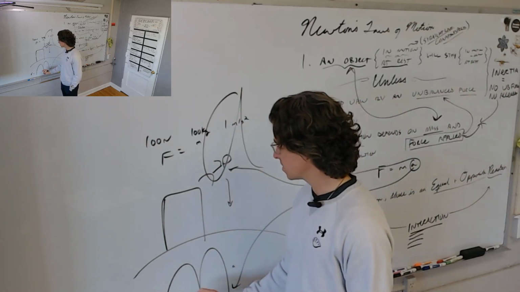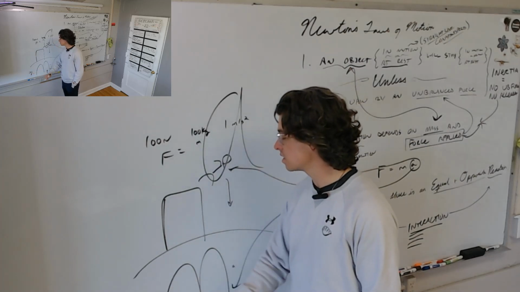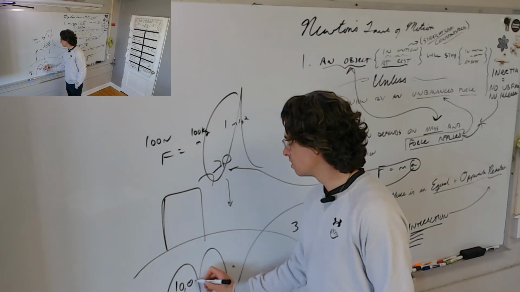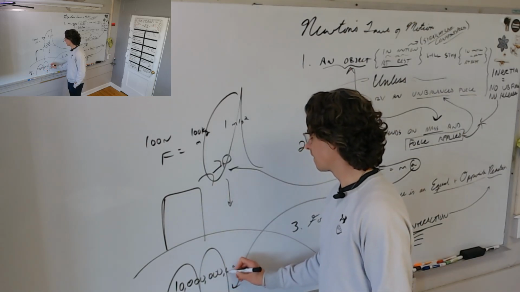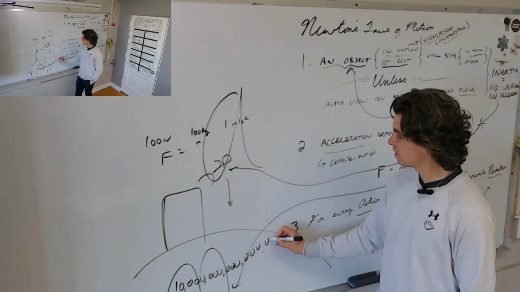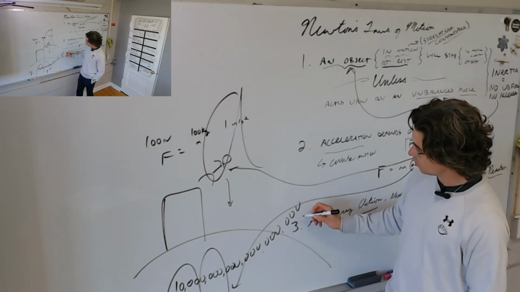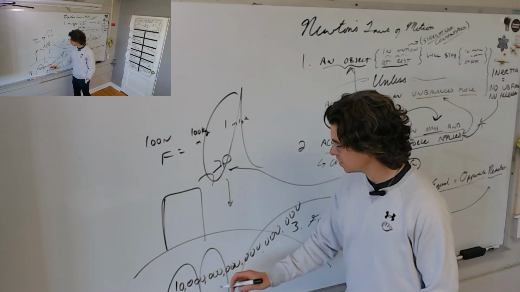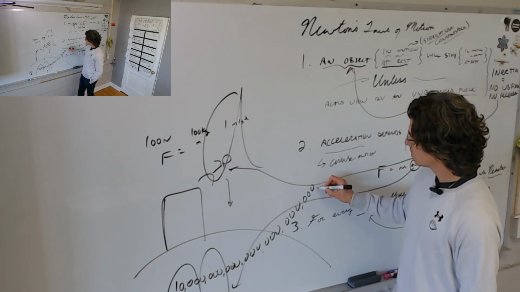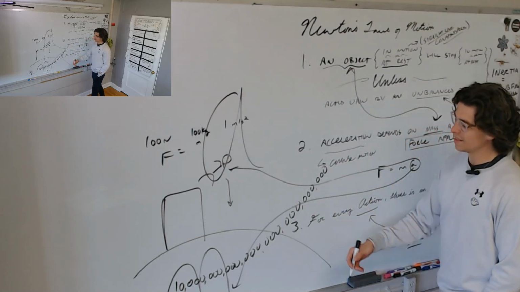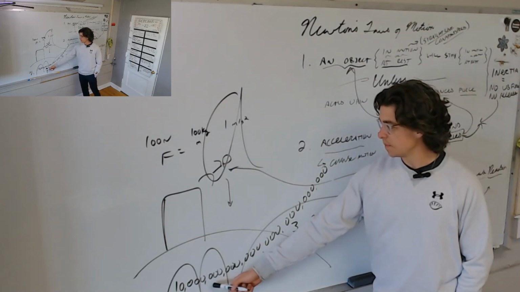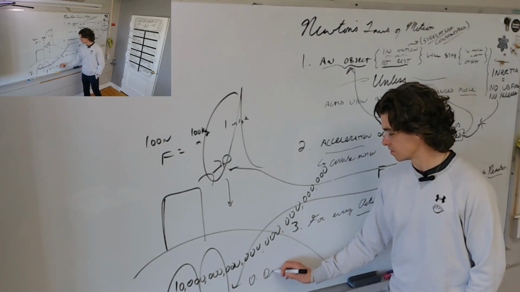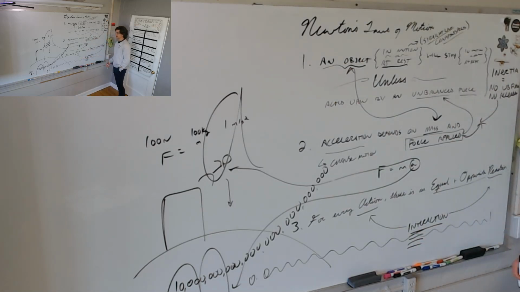But Earth's mass, it's still a force of 100 newtons, but Earth's mass is 10 to the... wow, dang. It has to be 24. 1, 3, 6, 9, 12, 15, 18, 21, 24. That's roughly correct. So this is the Earth's mass. So what will its acceleration be? Well, 0.00000000001. It has a little baby acceleration.